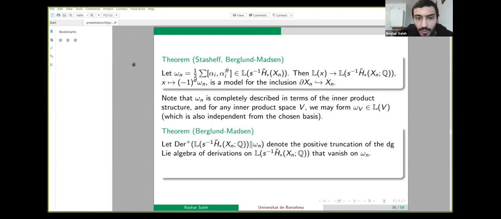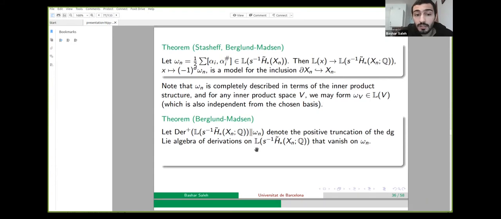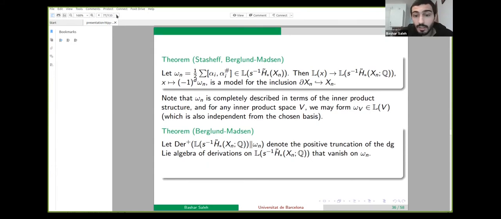Okay, so now the theorem by Berlin and Madsen says that the positive truncation of the derivations on this Lie algebra that vanish on omega n is a Lie model for the classifying space of the identity component of boundary relative homotopy automorphisms of Xn. So now we have Lie models for those.